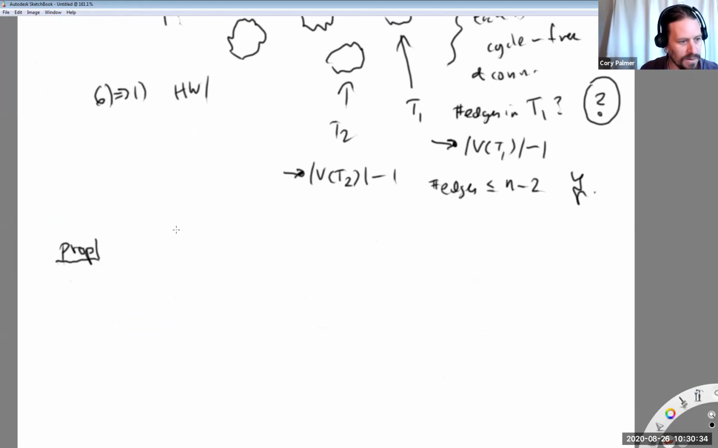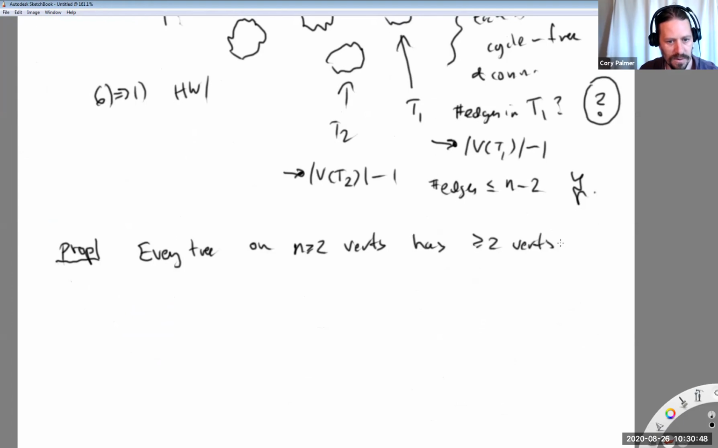So every tree on at least 2 vertices has at least 2 vertices of degree 1. Okay. The existence of just one vertex of degree 1 is extraordinarily helpful when doing induction on trees, and we'll see it later. You can pull off a vertex of degree 1, and then you're still left with a connected graph with no cycles, and you can induct on that thing.